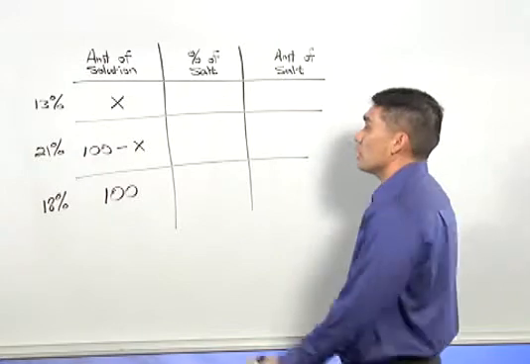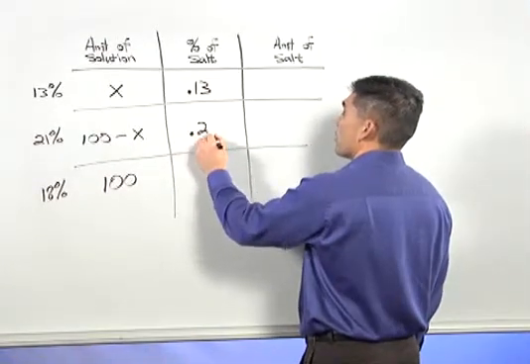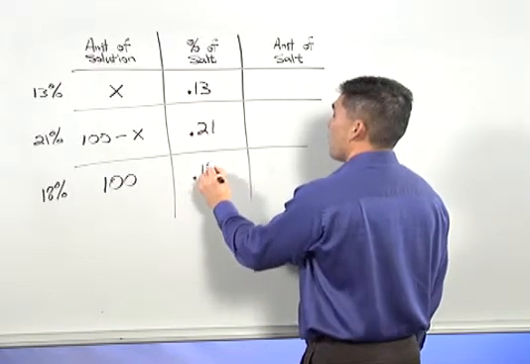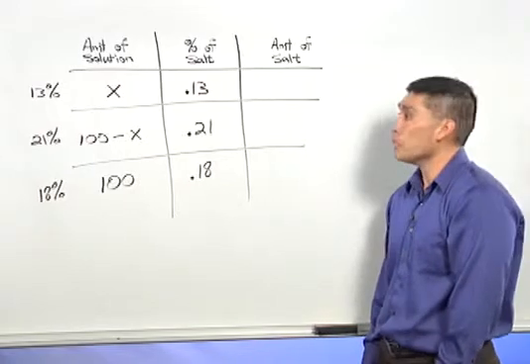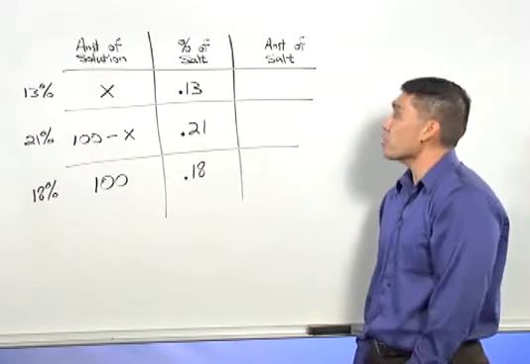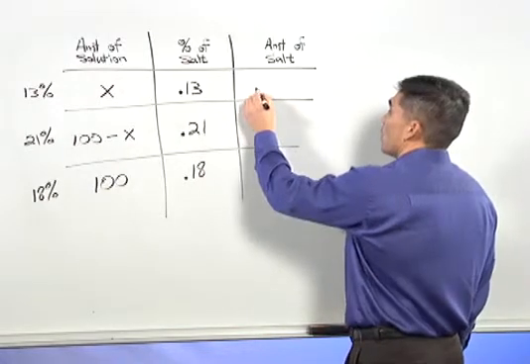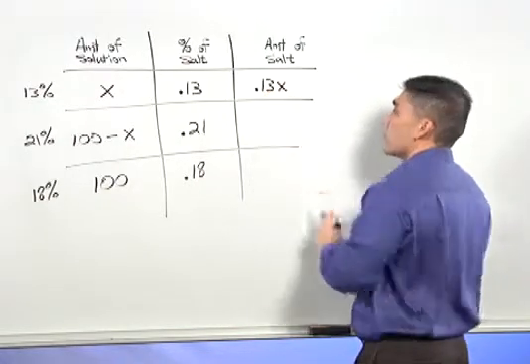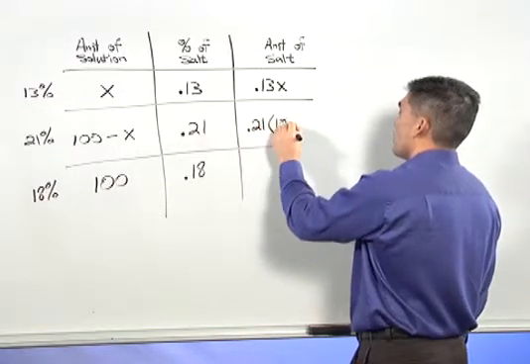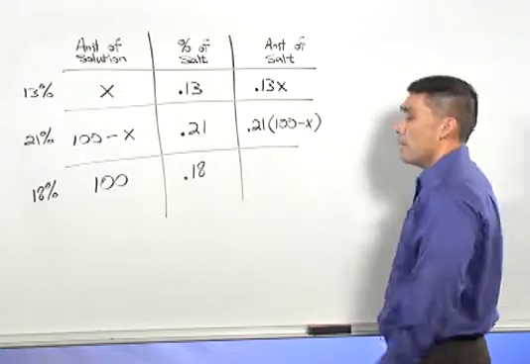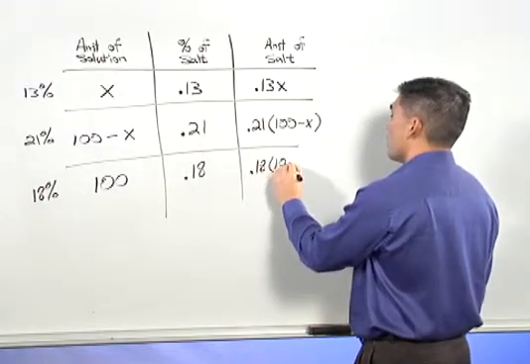Fill in the percentage of salt, the first being 0.13, the second 0.21, and the third 0.18. To figure out the amount of salt, we multiply the amount of solution times the percentage of salt. So in this case, the first column, 0.13 times X. The second, 0.21 times 100 minus X. And finally, the last, 0.18 times 100.